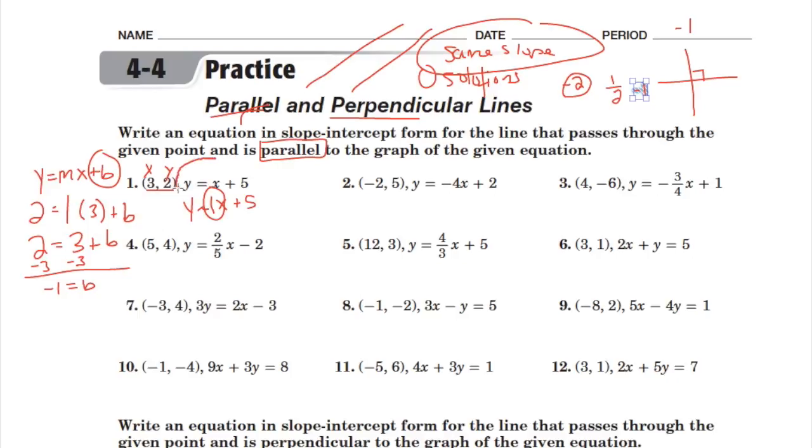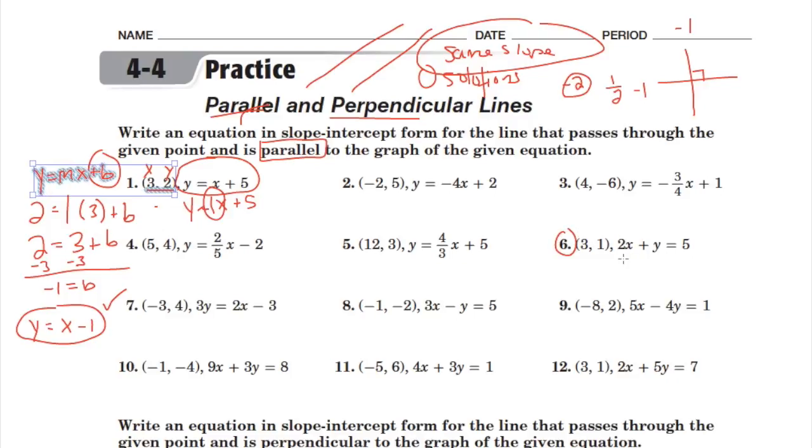So the equation that's parallel to y equals x plus 5 is y equals x minus 1. Of course, there's lots of parallel lines to that equation, but if it has to pass through that ordered pair (3, 2), then this is the one it's going to be. For number 6, let me go ahead and jump over here to number 6.